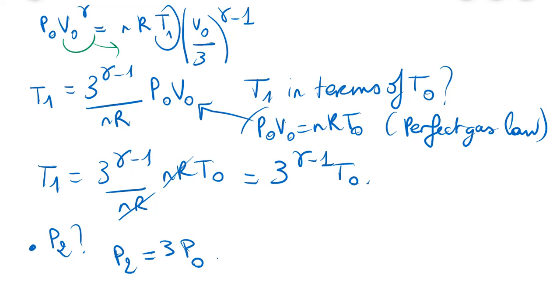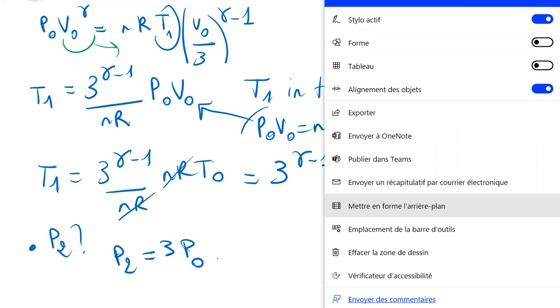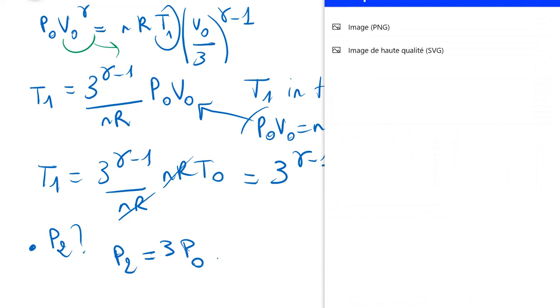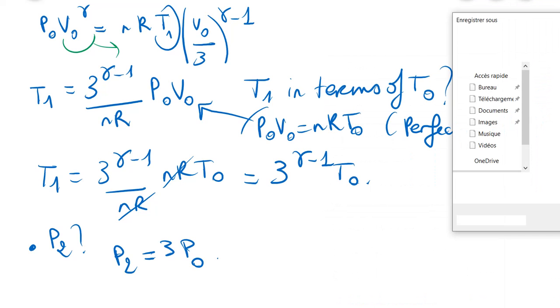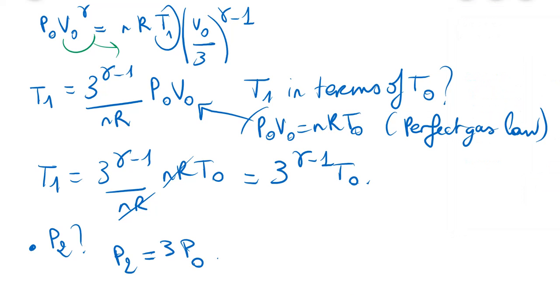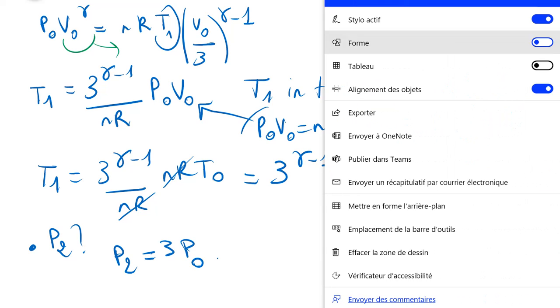Now we are going to go to the next question. For the next question, we want to make something very classic. It's the calculation of the work, the variation of internal energy, and the calculation of the heat for every single step. So let's start with the first one.